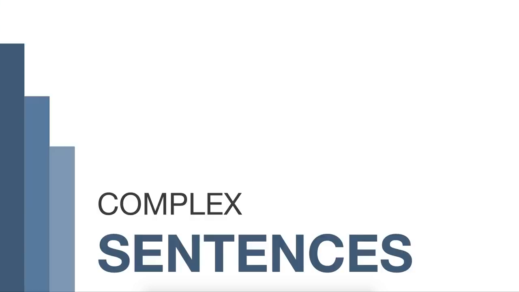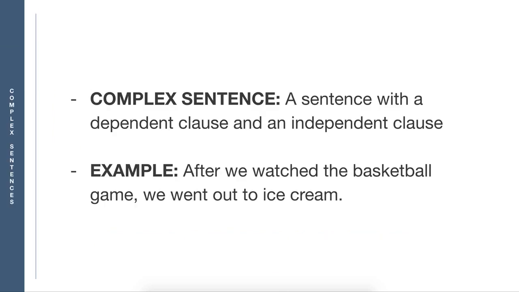Now, a complex sentence is simply a sentence that has both an independent clause and a dependent clause. Here's an example of that. After we watched the basketball game, we went out to ice cream. The first half of that sentence, after we watched the basketball game, is a dependent clause. It does not make sense by itself. We can't just say after we watched the basketball game and stop talking because our listener or our reader needs a little bit more information. But then the second half of that sentence, we went out to ice cream, is an independent clause because that could stand on its own. It has a subject, it has a verb, it is a complete thought. So what we have here is a dependent clause plus an independent clause, which creates a complex sentence.